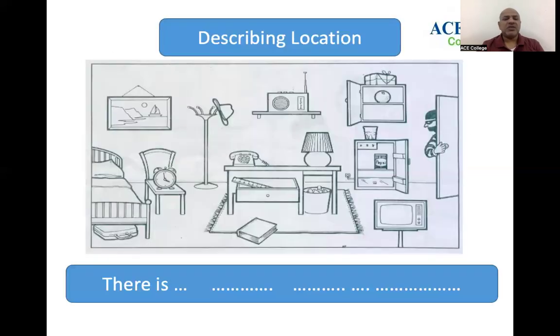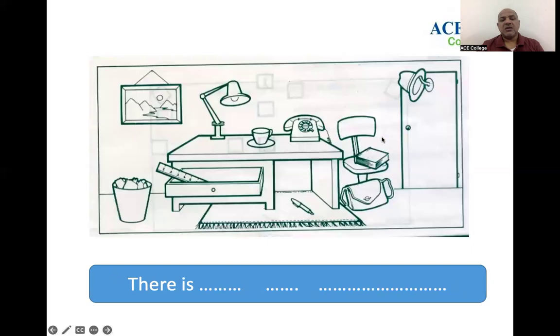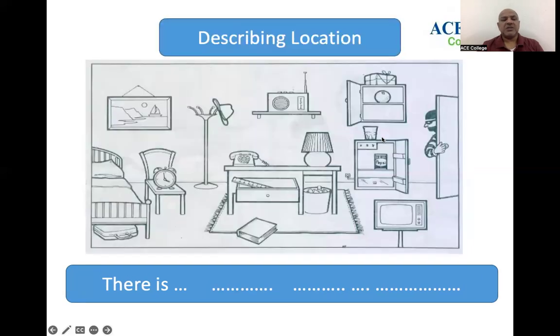Now you have a picture here, so you can explain about it. So who can explain using these prepositions? Let's say we will start from Omar. Omar, can you say this?